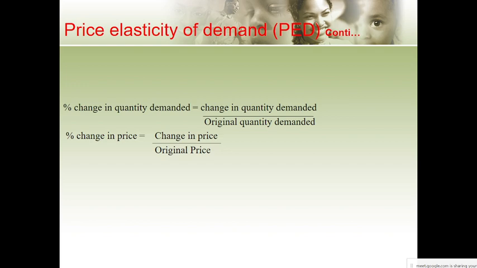Let's say when the price was $5, you were demanding 10 pieces. That was the last one. And let's say when the price changed to 7, you are now demanding 8. So how much is the change in the demand? 2 pieces. That would be the change in quantity demanded, and the original quantity demanded was 10. So you will just divide them by each other, and then you will get the percentage change in quantity demanded and the percentage change in the price.